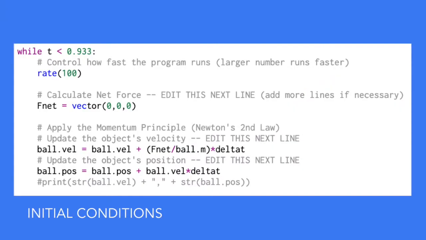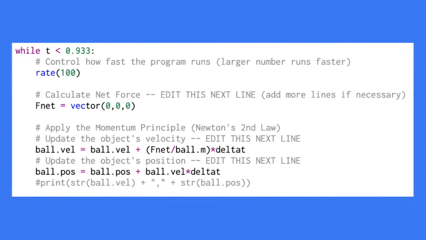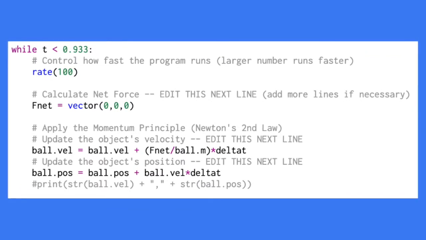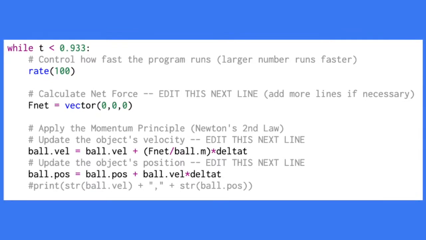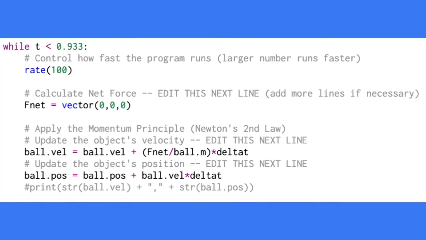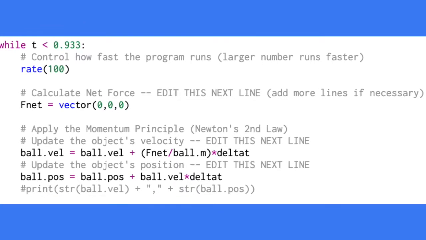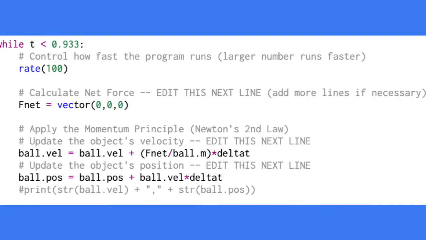So for the prediction model, we had to assume the initial conditions of position and velocity both starting at zero, as well as net forces all equaling zero. And then we applied the momentum principle to get that final velocity equals initial velocity plus the net force of the ball over the ball's mass times the change in time. And the position of the ball equals the initial position plus the ball's velocity times the change in time.